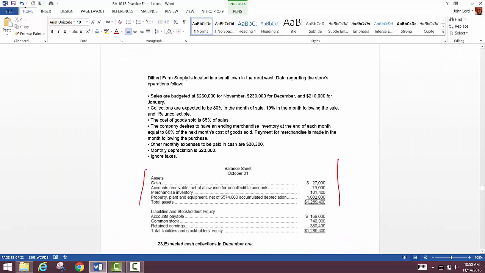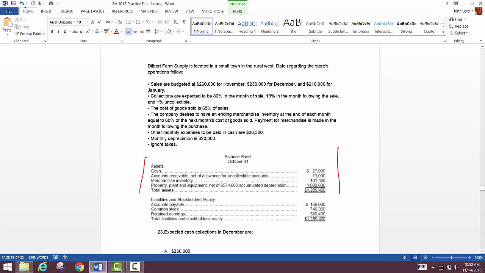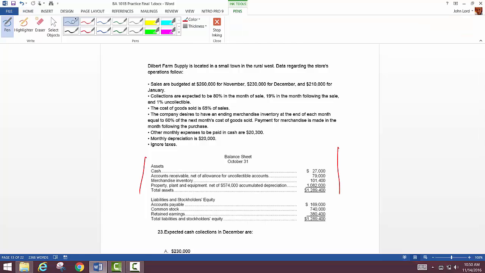Okay, so let's see if we can fit it all on the same screen. They're giving me this information and asking me for the expected cash collections in December. Since they're asking me for December, let's look at what they tell us about cash collections. They say that sales are budgeted at $260,000 for November, $230,000 for December, and $210,000 for January. Collections are expected 80% in the month of sale.